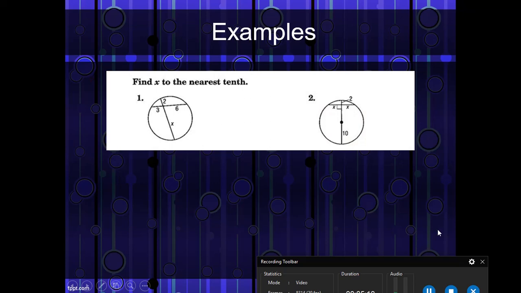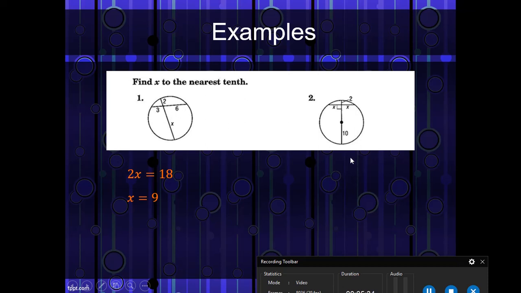We've been through all three theorems. The first 8 examples are going to relate to theorem number 1. So remember, we're multiplying the pieces of the segments. So 2 times x equals 3 times 6. And we see that x is 9. And we see also that 2 times 9 and 3 times 6 are both 18.